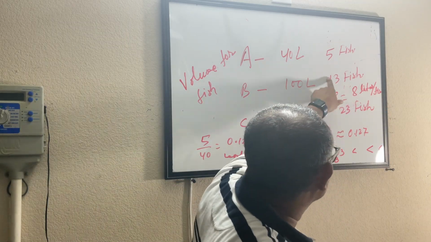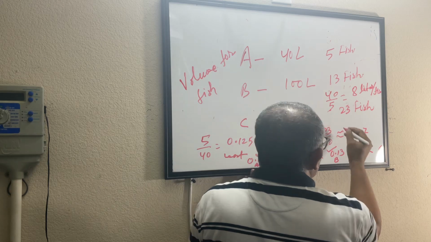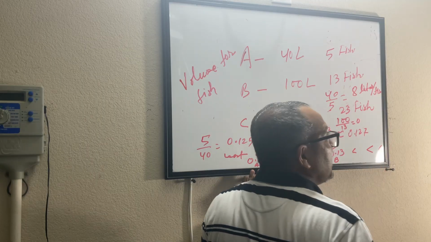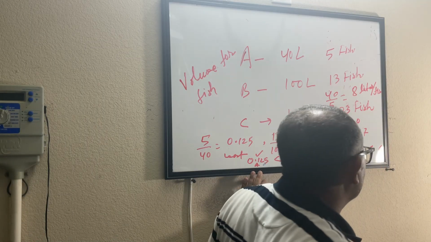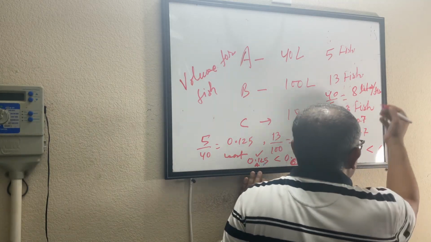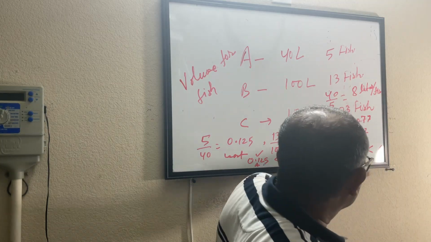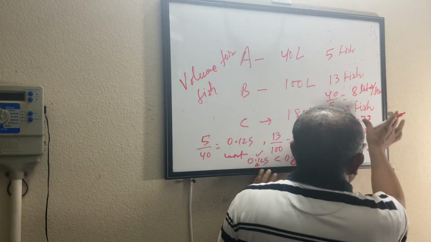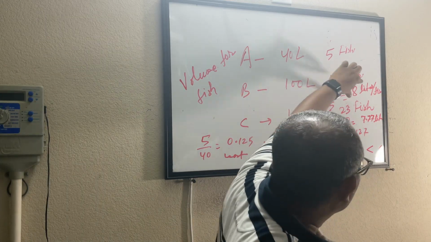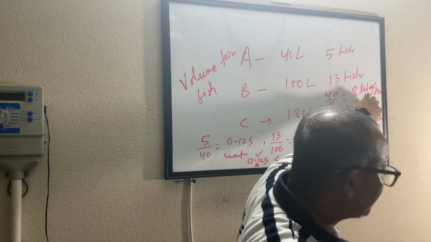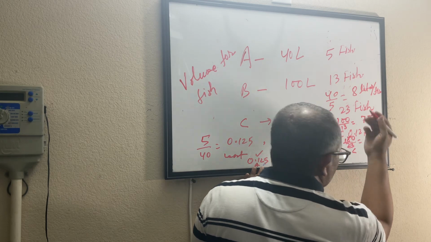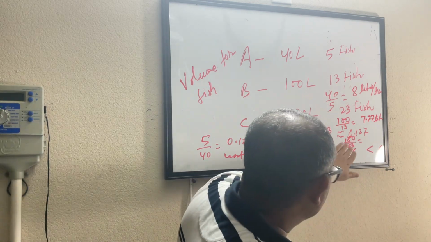For this one, 13 fish for 100 liters. So 100 over 13 gives you whatever the value is, right? 13 sevens are 91, and then 0.77. So it's 7.77 liters per fish. So here you are seeing 8 liters per fish, here you are seeing 7.77 liters per fish, and here you will see whatever it comes, close to 6 or 7. And then you have to arrange.